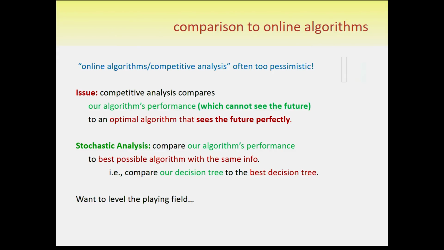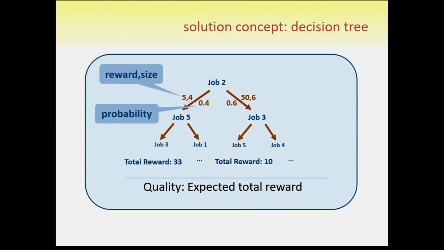Okay. What is the best algorithm? What's the best algorithm? Good. So the best algorithm is a decision tree like this. It says which job should you try first, and then depending on the outcomes, it gives you the next job to try.